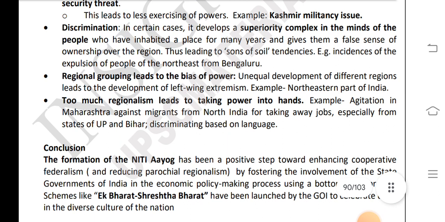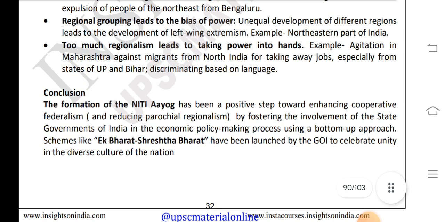However, regionalism can also lead to nationalism and sometimes create separatist tendencies along borders and religious lines. Regionalism can become a sheet for militancy and extremism, creating an internal security threat that leads to the less exciting of power, for example the Kashmir militancy issues.